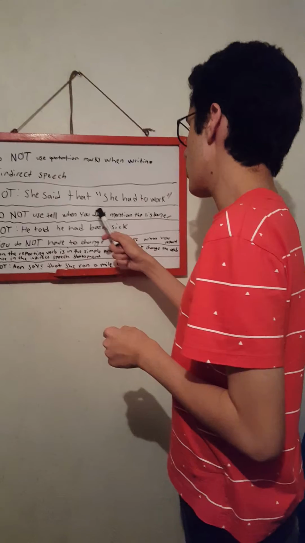Reporting verbs such as say and tell are usually in the simple past for both direct and indirect speech. Use say when you do not mention the listener. Use tell when you mention the listener. Do not use tell when you don't mention the listener.